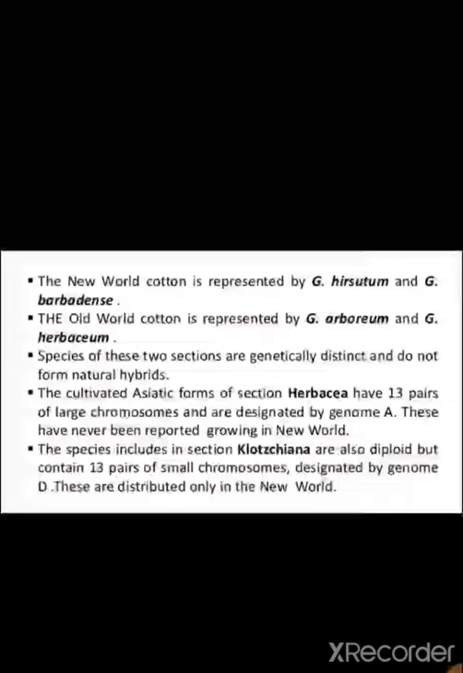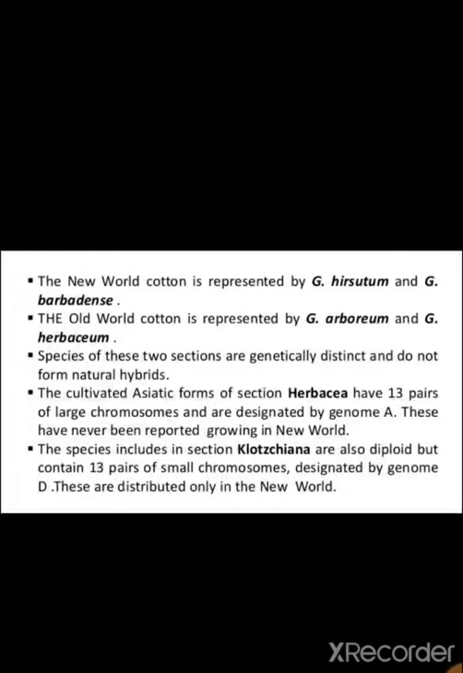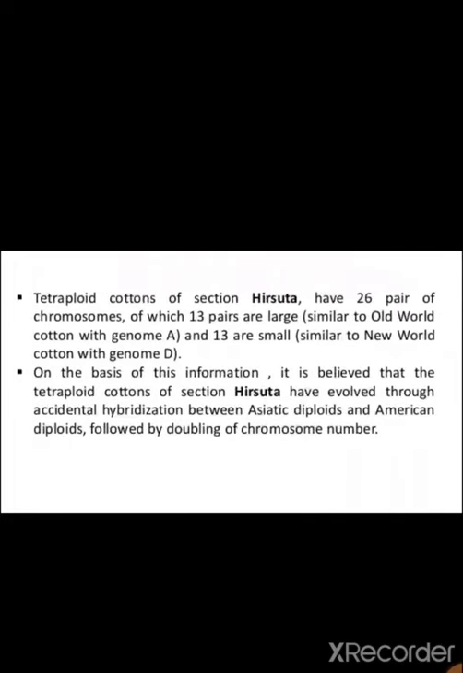The cultivated Asiatic form of section Herbacea have 13 pairs of large chromosomes and they are designated by genome A. They have never been reported growing in the New World. Tetraploid cottons of section Hirsuta have 26 pairs of chromosomes. On the basis of this information, it is believed that the tetraploid cotton of section Hirsuta have evolved through accidental hybridization between Asiatic diploids and American diploids, followed by doubling of chromosome number.